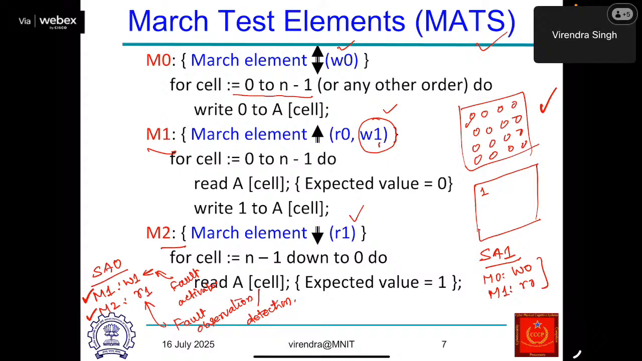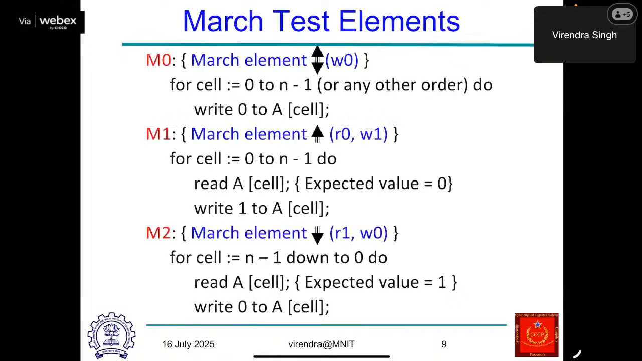And with every cell I need to do 4 operations. One is w0, another is r0, w1, r1, and therefore the total number of operations that I need to do is 4n, if n is the number of elements that I have in my circuit. And hence this test is also called a 4n test. 4n test means I have to apply 4n operations to test this. It can detect the stuck at faults which can be possible in memory arrays.